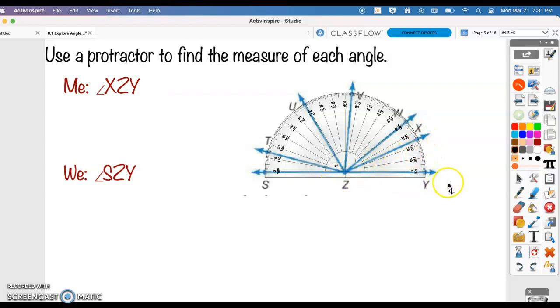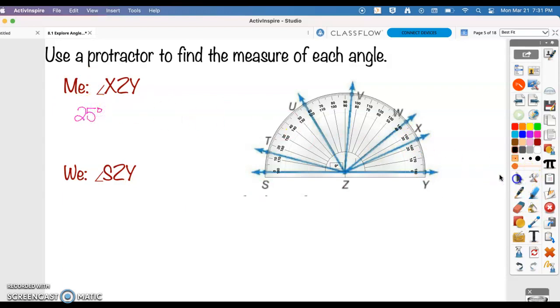You can see XZY is a smaller angle, so it's going to be acute. Since we're starting here at 0, we want to use these inside measures. Here's 0, 10, 20, 30, but each of the little lines in between is 1, and the littler lines in the middle are 5. So we go 0, 10, 20, and it's right there in the middle, so this one would be 25 degrees.